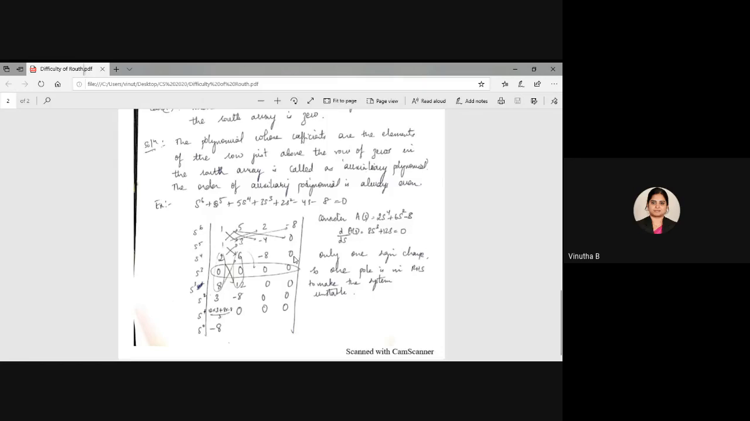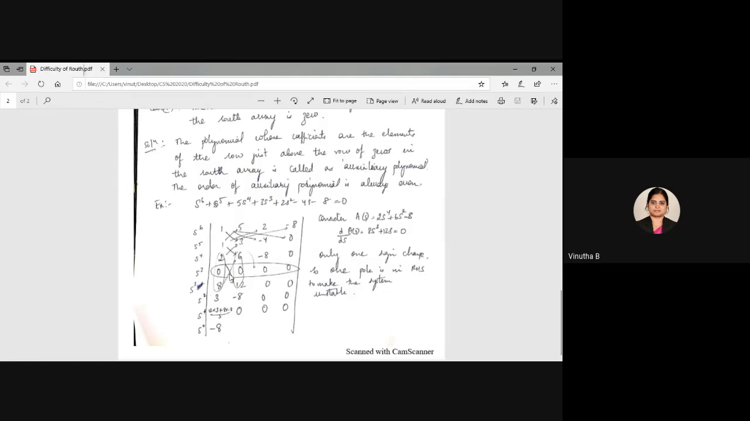So no problem, this is fine. When we compute the next row, 2 into 3 minus 1 into 6 divided by 2, we get 0 here. 2 into minus 4 minus 1 into minus 8 divided by 2, 0. 2 into 0 minus 1 into 0 divided by 2, 0. And the next consecutive elements are not present here, so this becomes 0. So now we got this row to be all zeros.